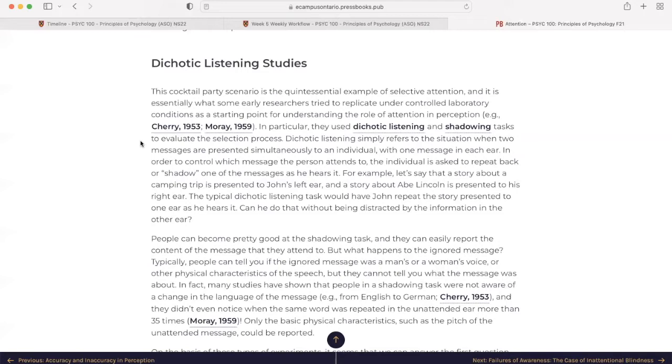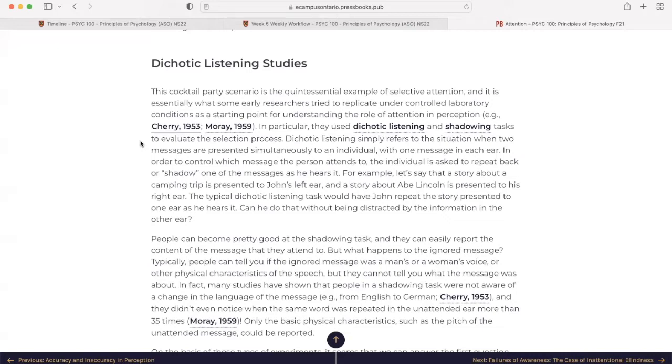For example, let's say that a story about a camping trip is presented to John's left ear, and a story about Abe Lincoln is presented to his right ear. The typical dichotic listening task would have John repeat the story presented to one ear as he hears it. Can he do that without being distracted by the information in the other ear? People can become pretty good at the shadowing task, and they can easily report the content of the message that they attend to. But what happens to the ignored message?